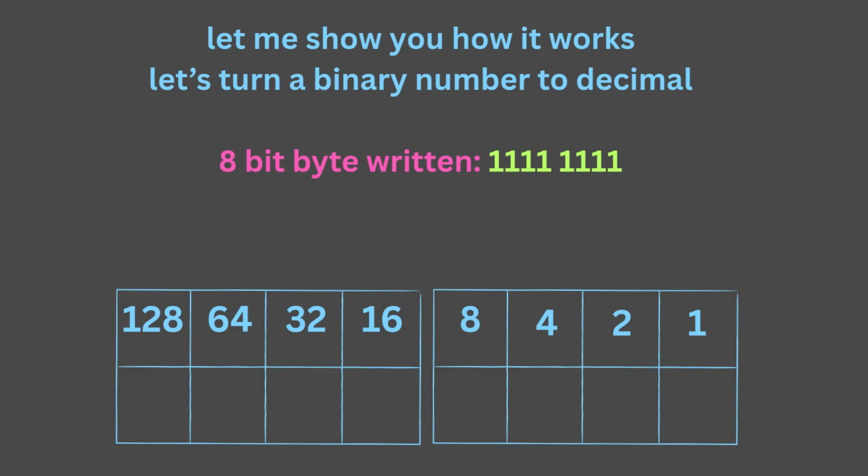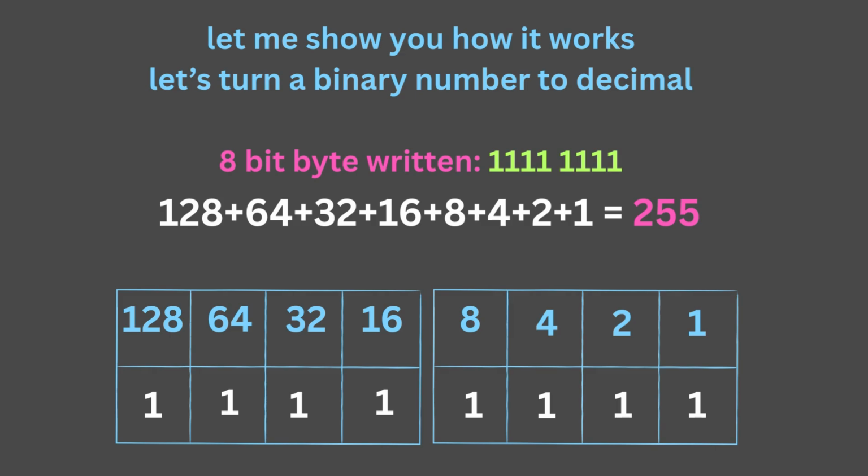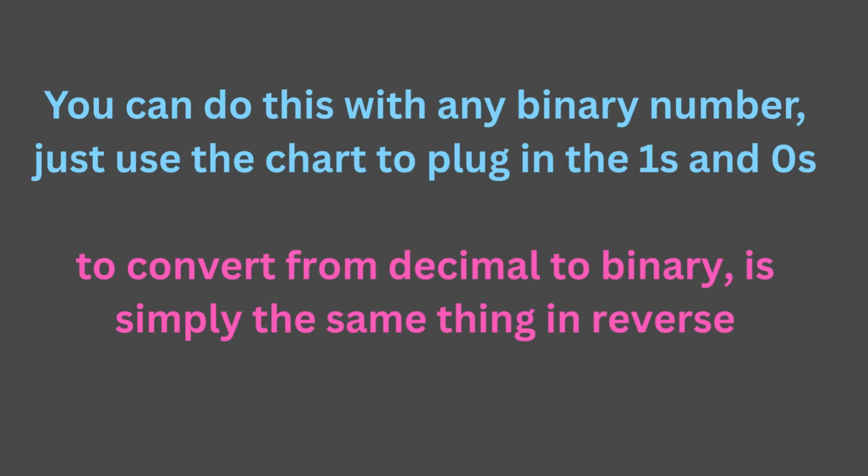What if the binary byte, each bit, was all ones? Let's fill in the chart and do the math. 128 plus 64 plus 32 plus 16 plus 8 plus 4 plus 2 plus 1 equals 255. You can see the math here on the side. If they were all zeros, then the decimal number would be 0 because we wouldn't be adding anything. 0 plus 0 plus 0 plus 0 equals 0. You can basically use this chart to convert any binary number. There are other ways to convert, but I just like this one.